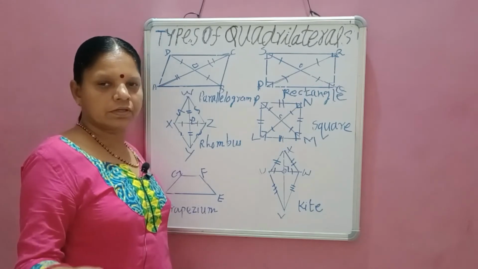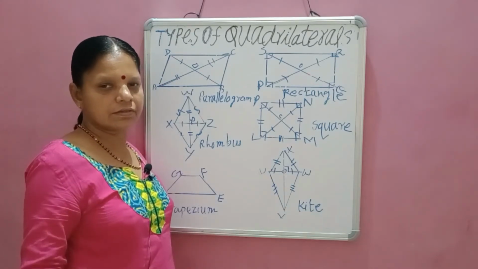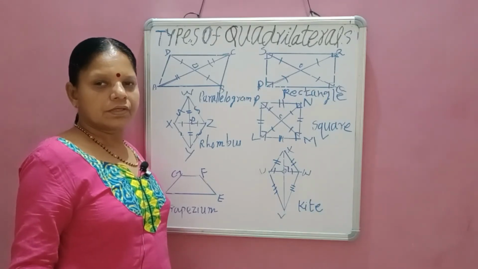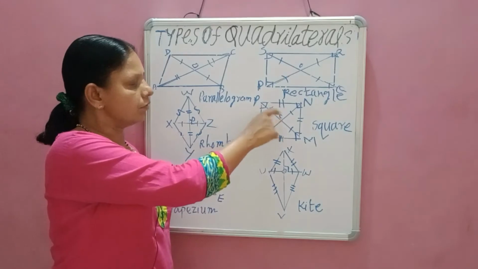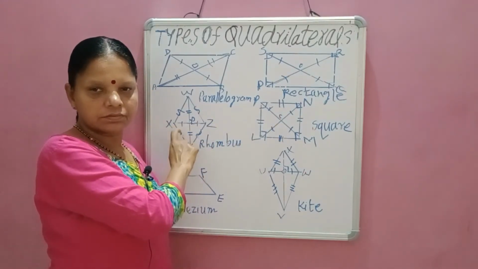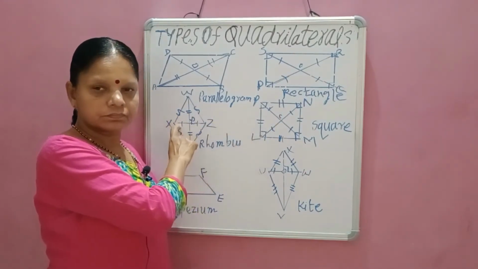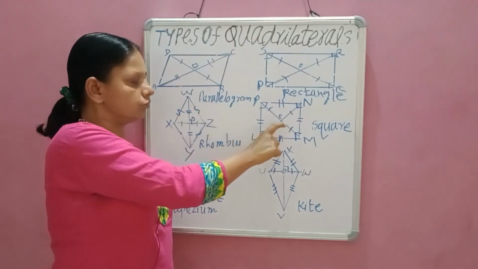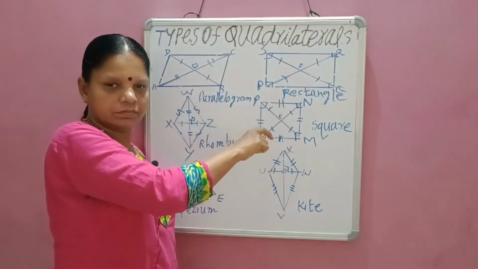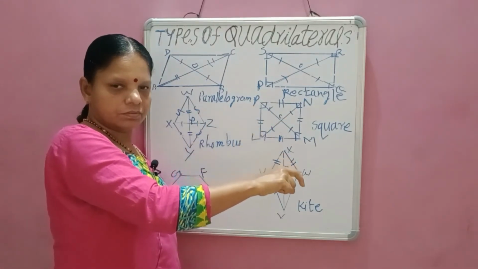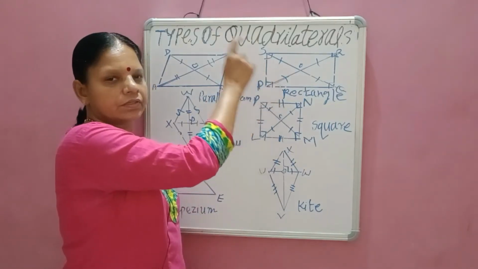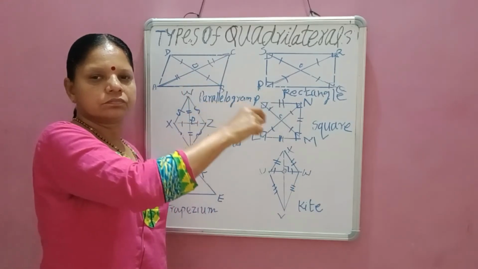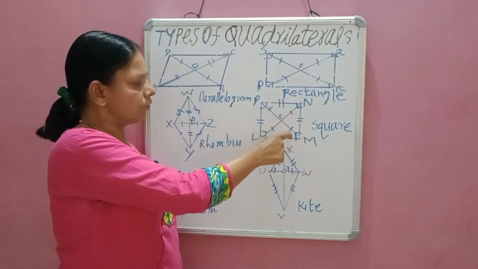Opposite sides are congruent, opposite angles are congruent, diagonals bisect each other, diagonals are congruent. Then diagonals are perpendicular bisectors of each other. That is here. Square is also a rhombus. So all these properties are there for the square also. Clear? Understood? Properties of rhombus, properties of rectangle, properties of parallelogram are applicable for square. That is all about square.